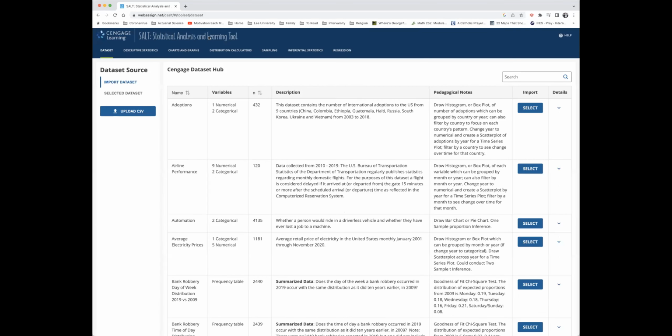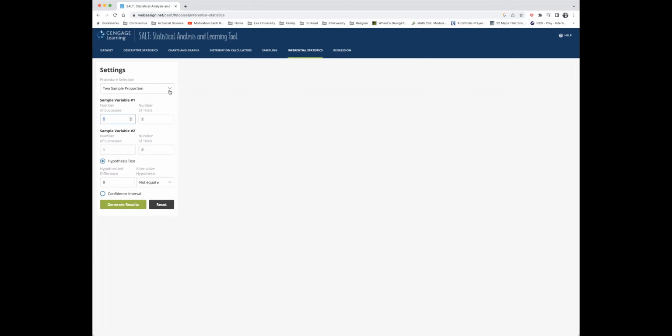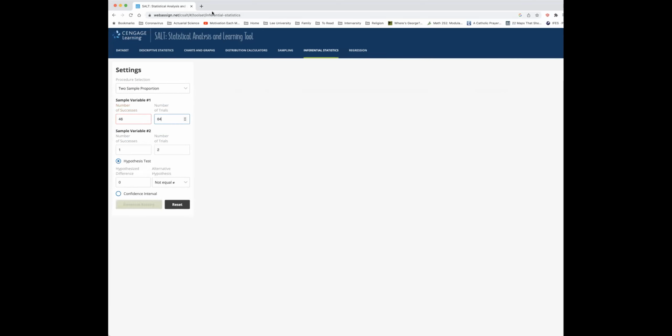So in SALT, we go to inferential statistics, and we go to two-sample proportion. In our first one, we saw that 46 of the 63 women identified as conservative, and 27 of the 36 men identified as conservative. So variable 1 is women, and variable 2 is men. Our hypothesis test was: are men more likely to identify as conservative than women? Or in other words, are women less likely to identify as conservative than men at Lee? So that means our alternative hypothesis is less than.